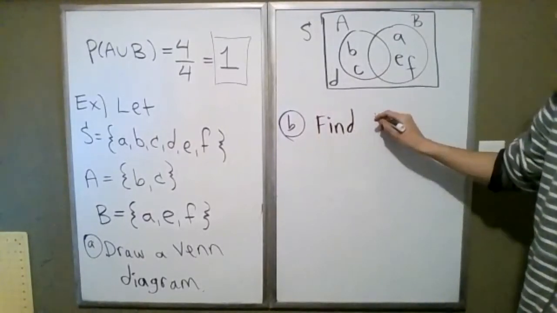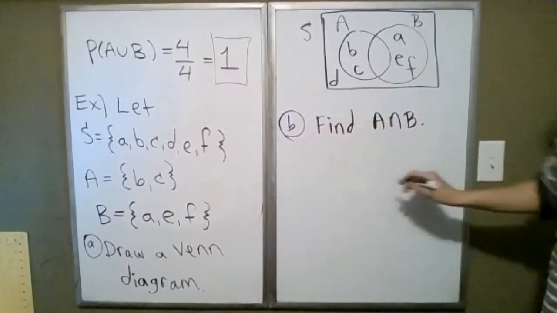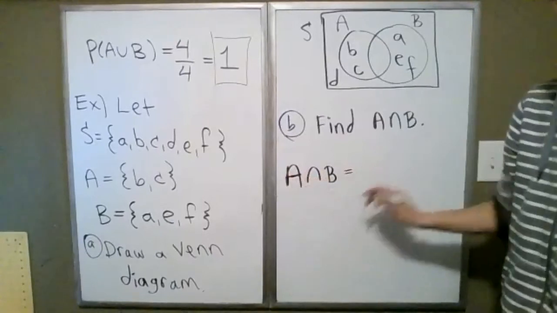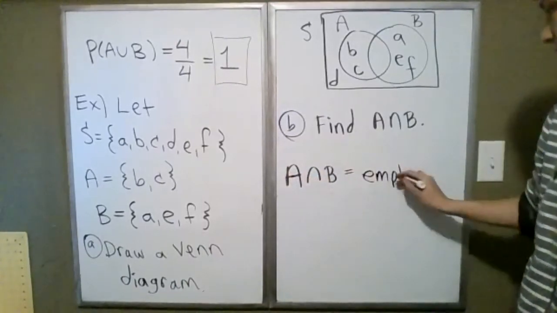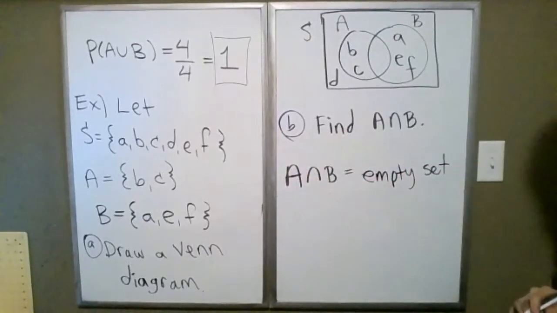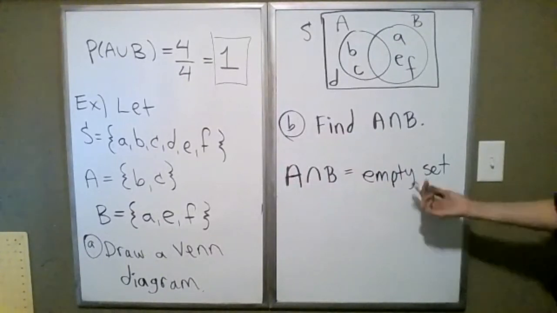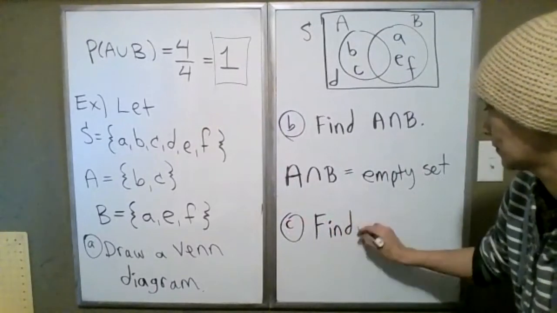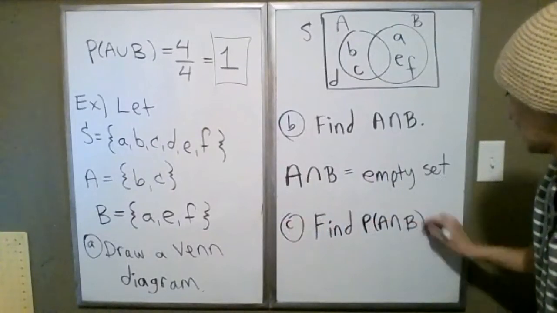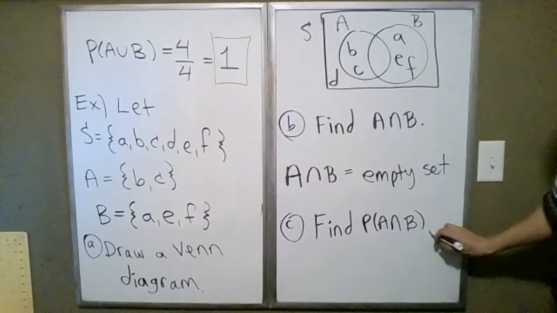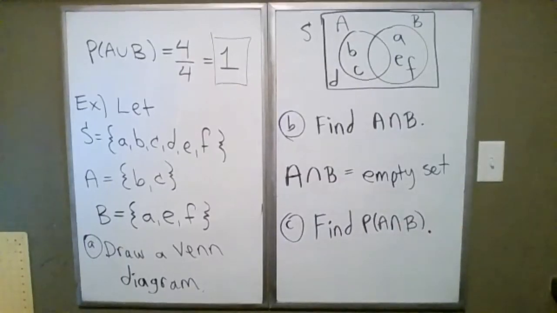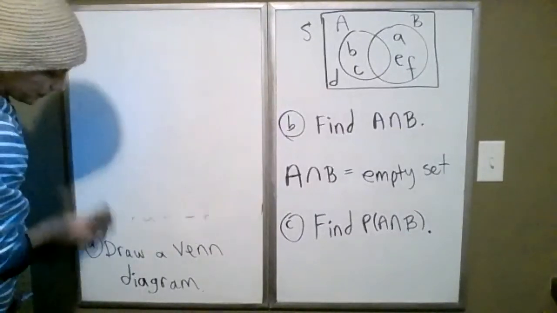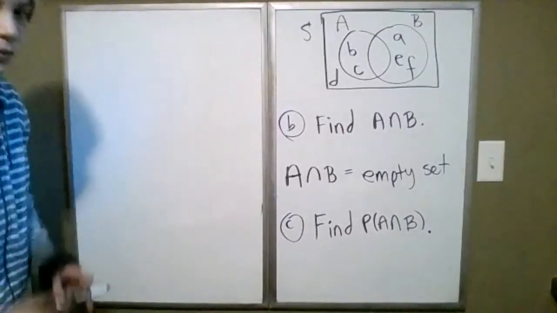Find the set A intersect B. So it's the set with elements in A and B. And there are no elements in both sets, so it's empty. And let's get the probability of that set. So for this one, there's no rule. What we're using is the definition.